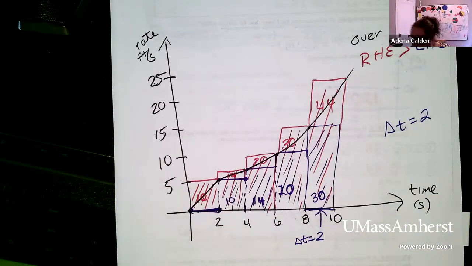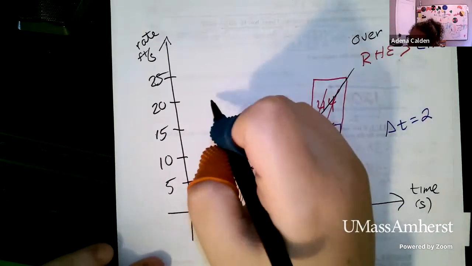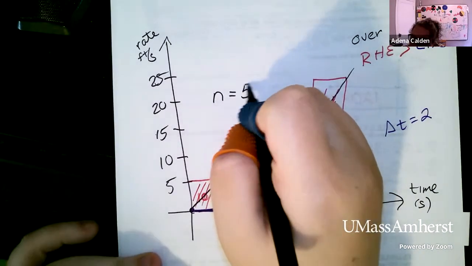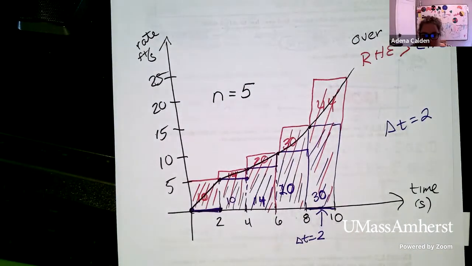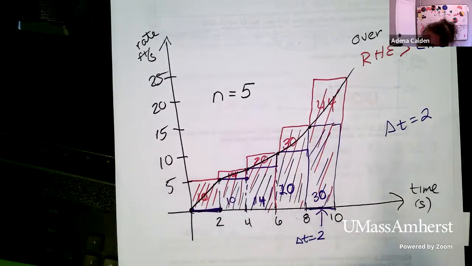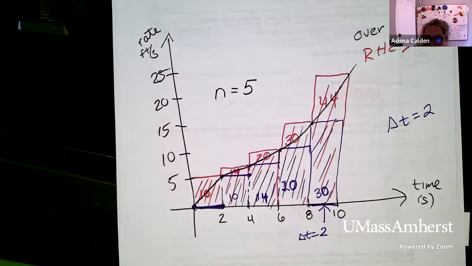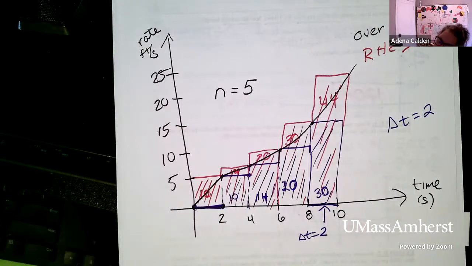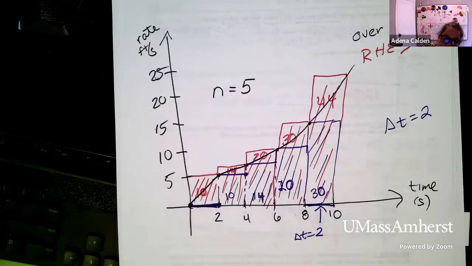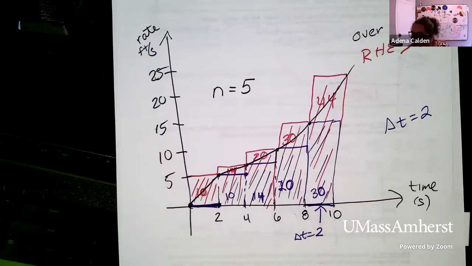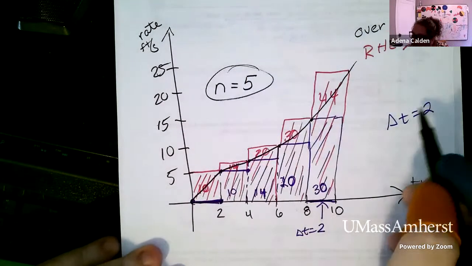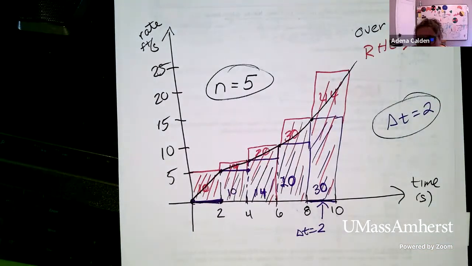Now, speaking of rectangles, when we talk about the number of rectangles that we're going to use to approximate, we use n. So if we count here, either the left or the right's a little bit easier to see, we have 1, 2, 3, 4, 5. We used 5 rectangles to approximate here because there were 5 little 2-second intervals. So n is going to equal 5, the number of rectangles. Delta t is 2. It means we're counting by 2, which means the width of everything is 2.